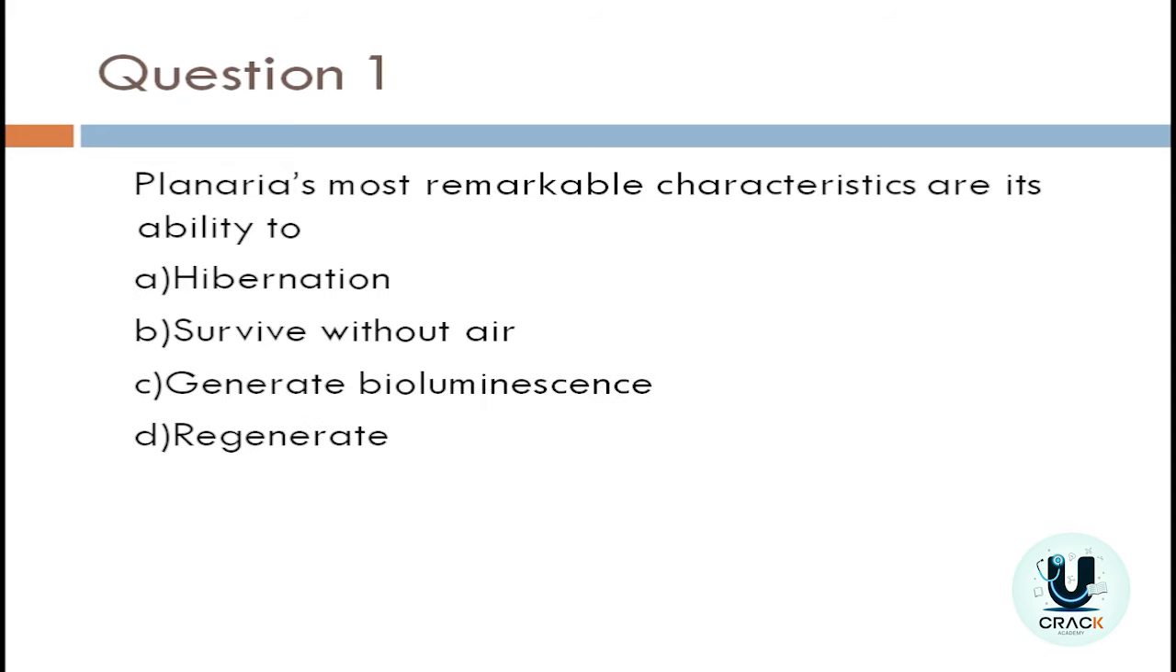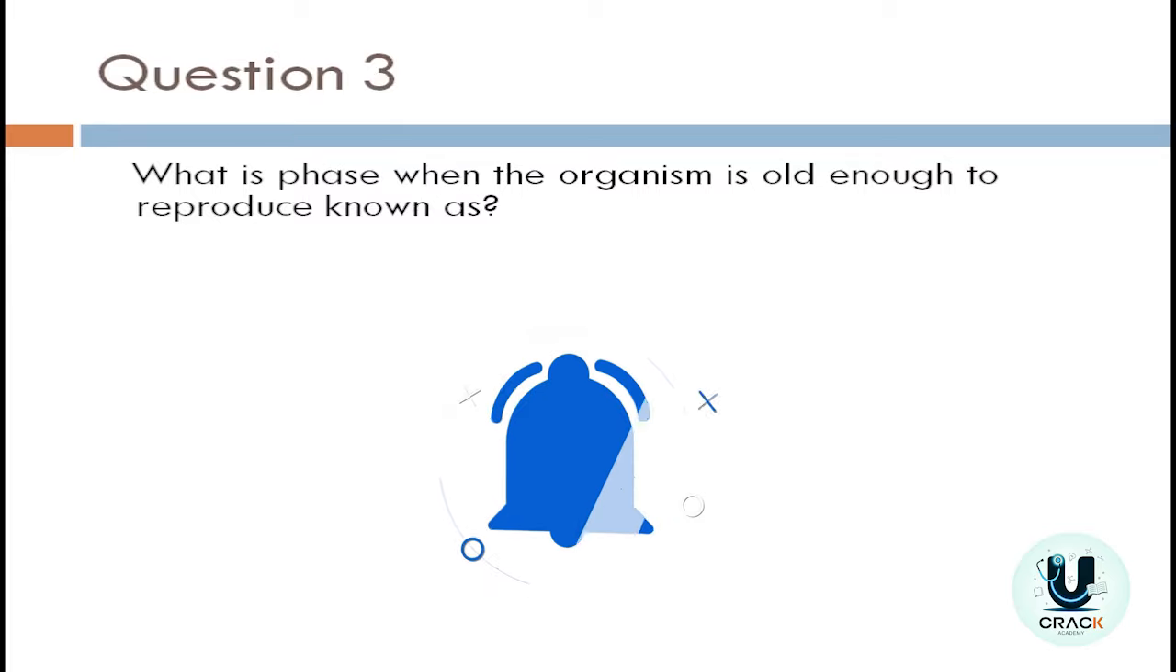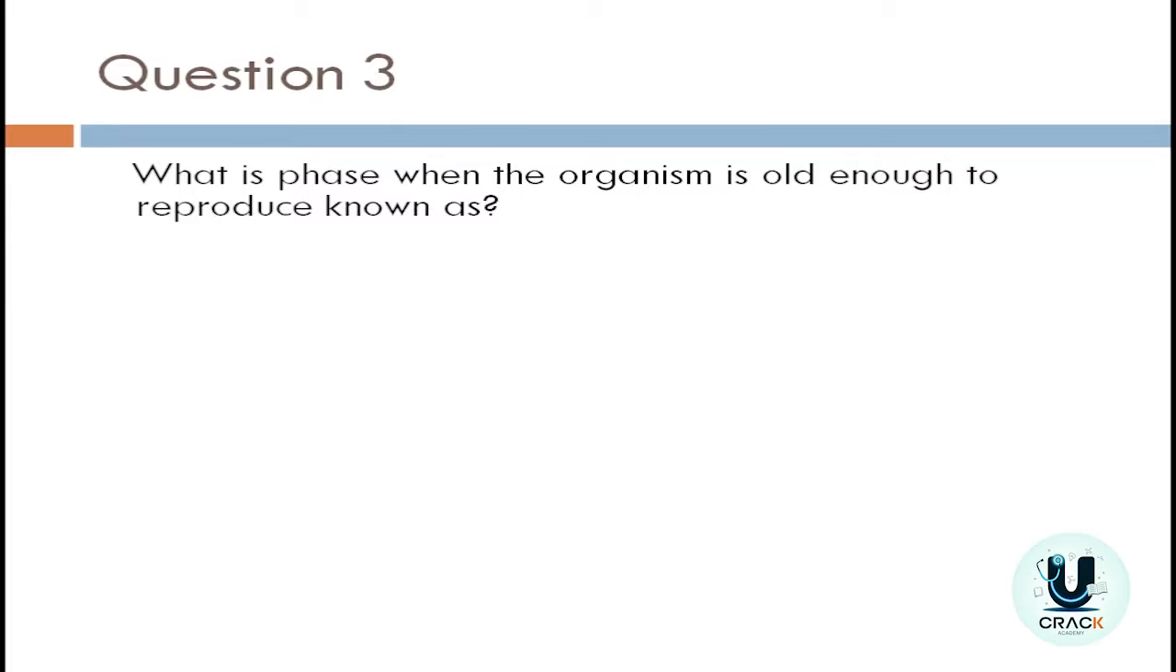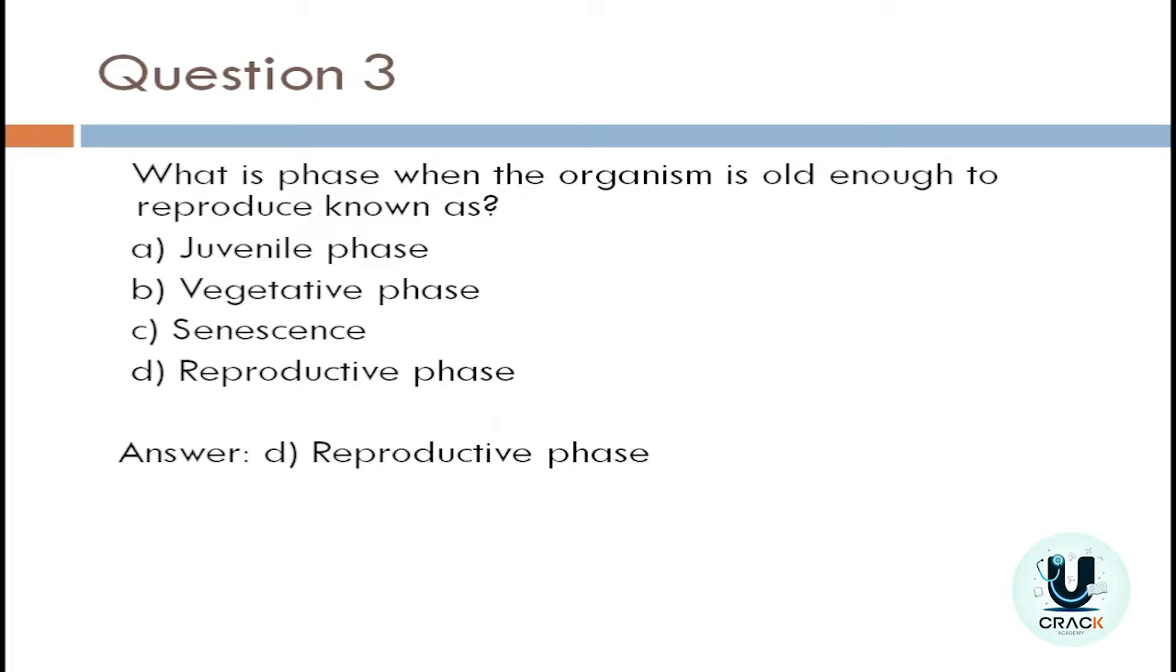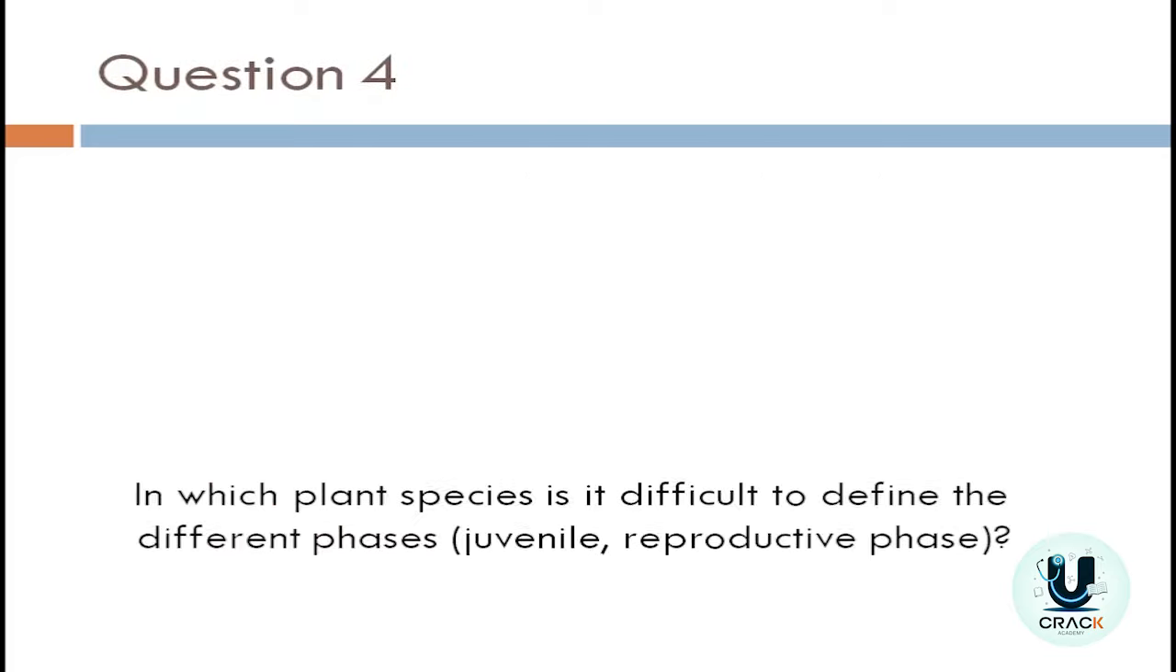Question number 3. What is the phase when the organism is old enough to reproduce known as: juvenile phase, vegetative phase, senescence, reproductive phase? Answer: reproductive phase.